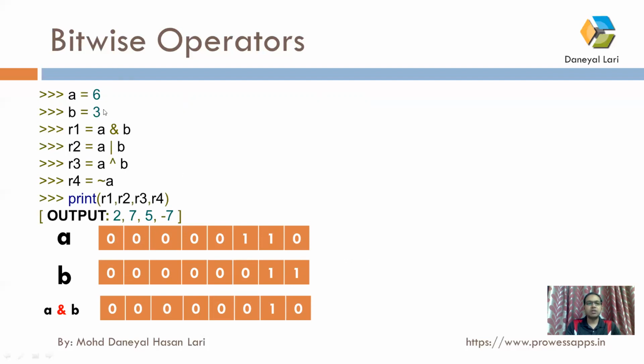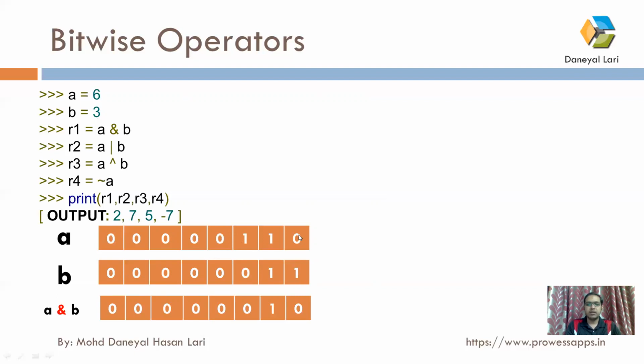And if we convert 3 to binary, then we'll get 0, 0, 0, 0, 0, 0, 1, 1. So this is the bit pattern of 3. Now perform the operation of AND. As we know, if both bits are 1, then the result will be 1 in the case of AND.